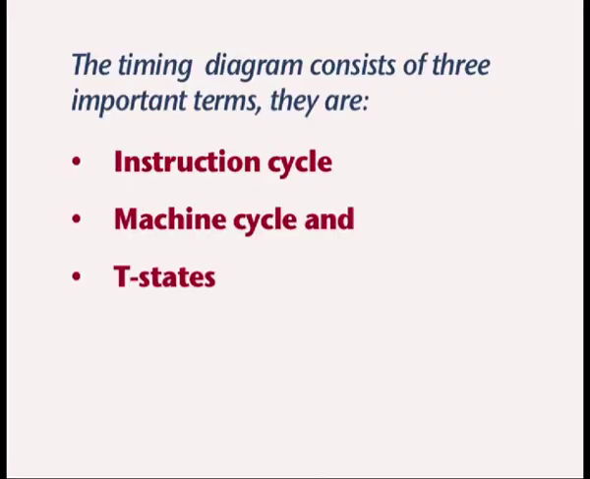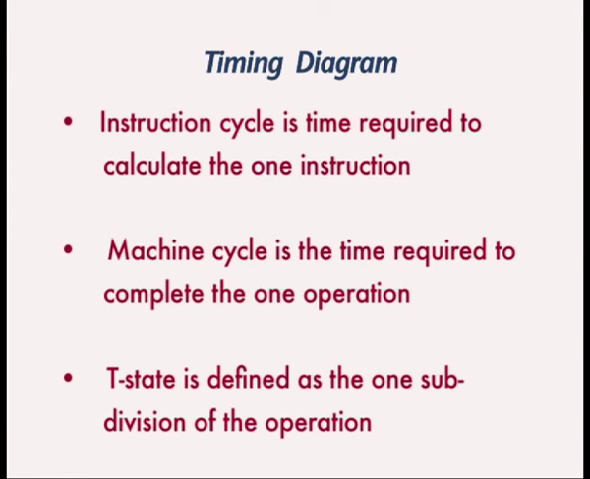And what elements are required for the timing diagrams? A timing diagram is a waveform representation which is used to calculate the execution time. The timing diagram consists of 3 important terms: instruction cycle, machine cycle and T states. The instruction cycle is the time required to execute one instruction. The machine cycle is the time required to complete one operation. The T state is defined as one subdivision of the operation. So, the machine cycle consists of a number of T states, and the instruction cycle consists of a number of machine cycles.